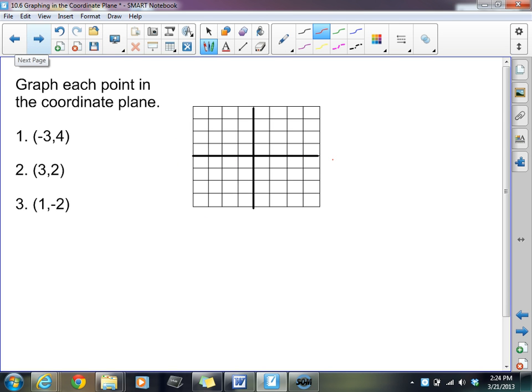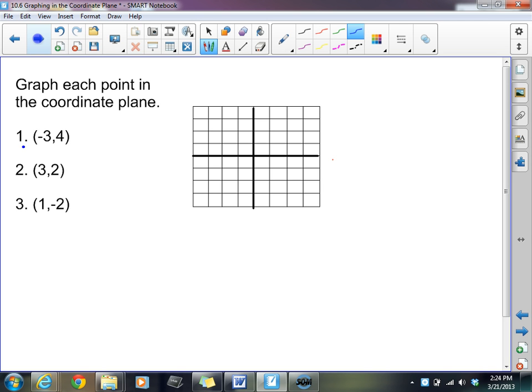All right, let's get one more quick practice in. This is kind of the easy part, really. Now we're just going to go ahead and put points into the coordinate plane. Let's use blue. That makes it a little easier to see. So my first point, -3 and then 4.